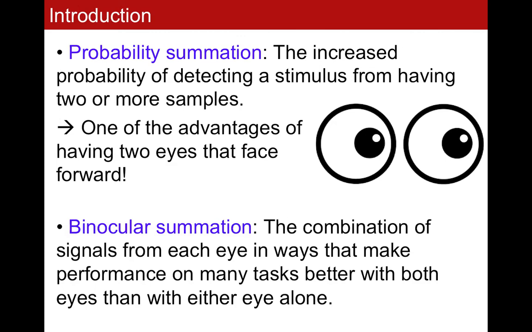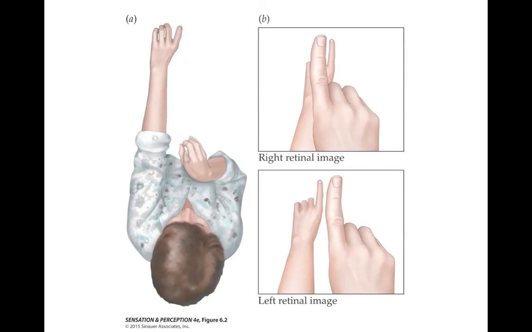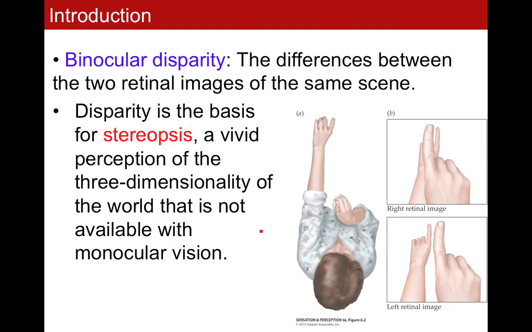I'm sure you already know that it's better to have two eyes than one. But here's a way you can verify for yourself that your two eyes see different things. You take your two fingers, put them like so, and then close one eye and then close the other, and you see different things. So that is binocular disparity, the difference between the two retinal images of the same scene. It's the basis for stereopsis, which is our vivid perception of the 3D of the world that we can't get with just using one eye, binocular vision.